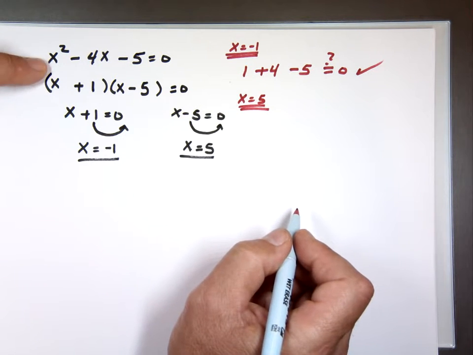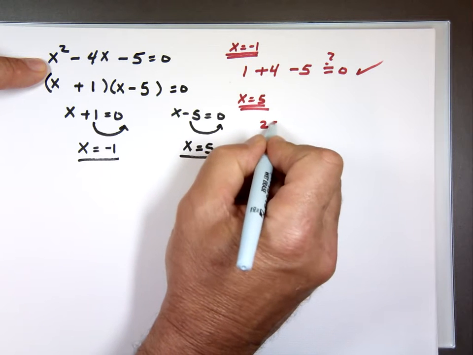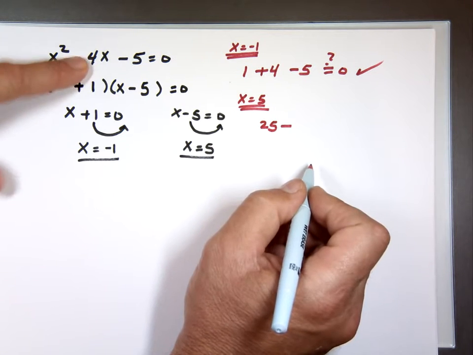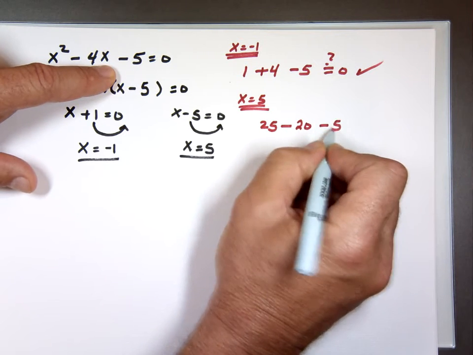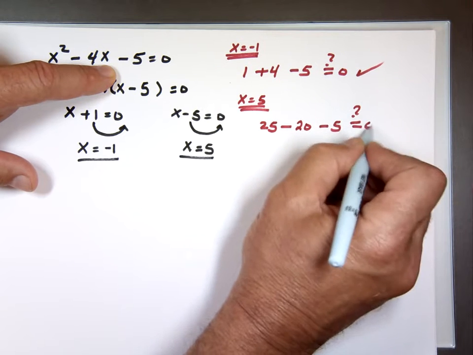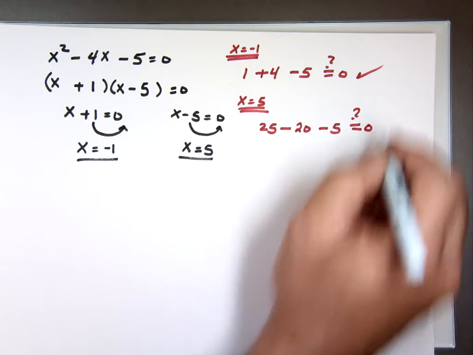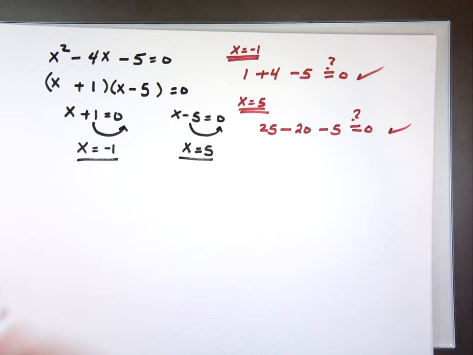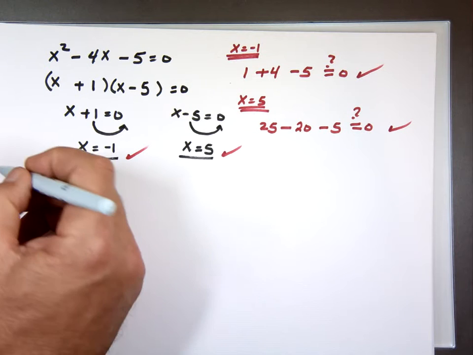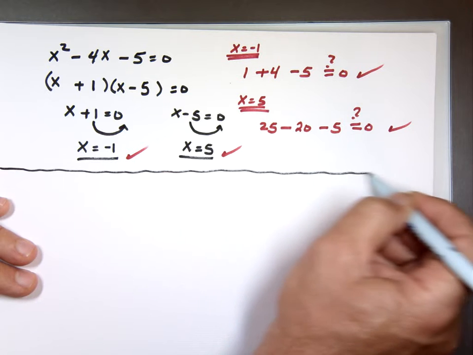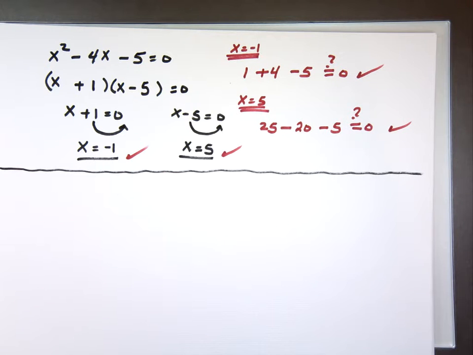Let's try the 5. What's 5 squared? 25 minus 4 times 5, 20, minus the 5. Does that equal 0? Yes. So both answers are good. Yes and yes. Let's try another one.